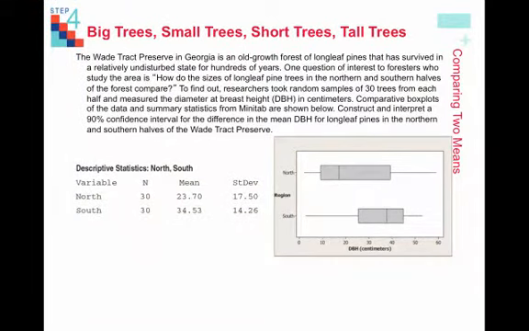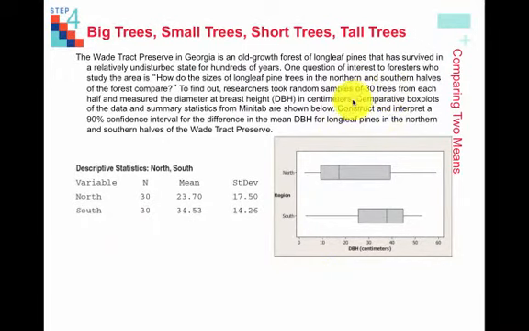Okay, example. Here we go. We're talking trees, small trees, big trees, short trees, tall trees. Say that 10 times fast. I bet you get lost in the forest as it is. So we have a preserve in Georgia. It's an old growth forest. It has lots of pine trees, and they survived for hundreds of years. We're wondering, how do the sizes in the north part of the forest compare to the south part of the forest? Why wouldn't we care? It's the kind of thing that a lot of naturalists do study.